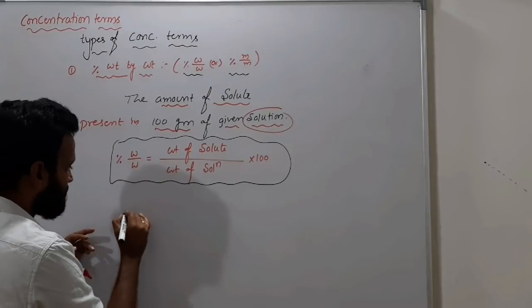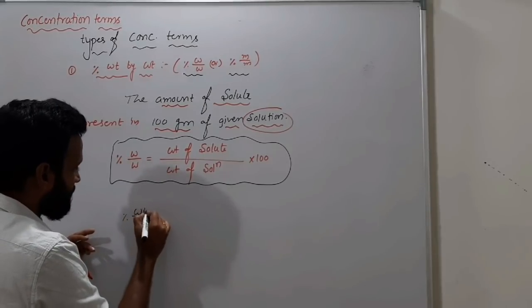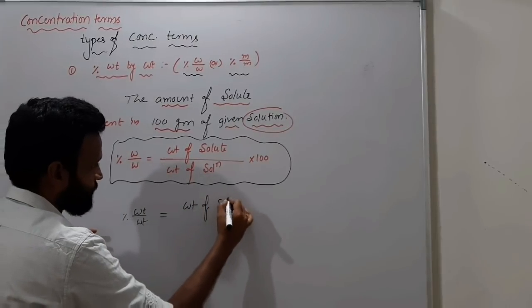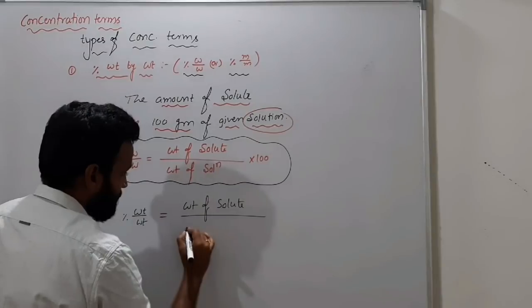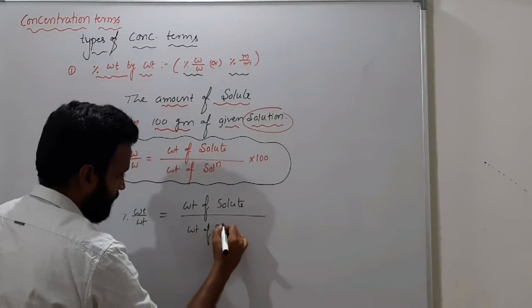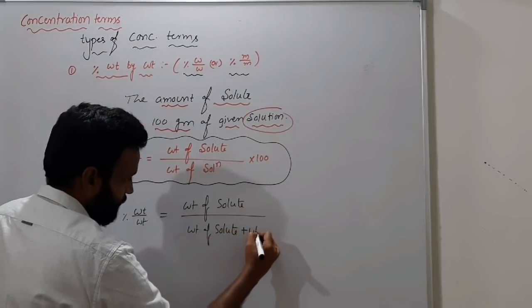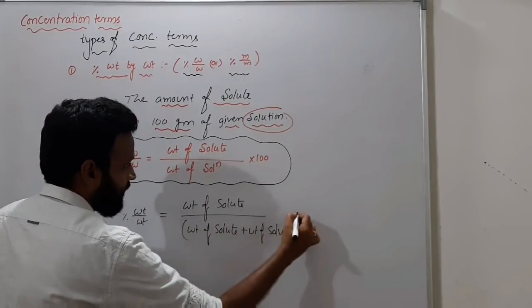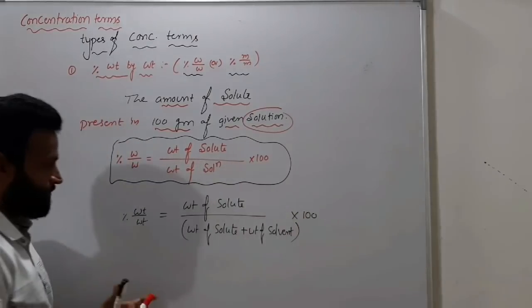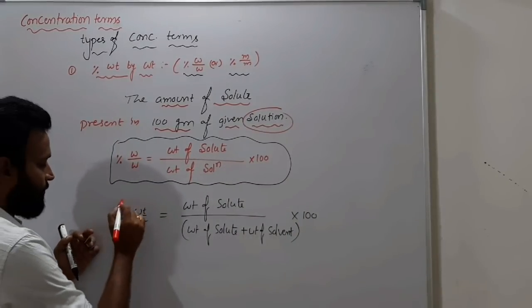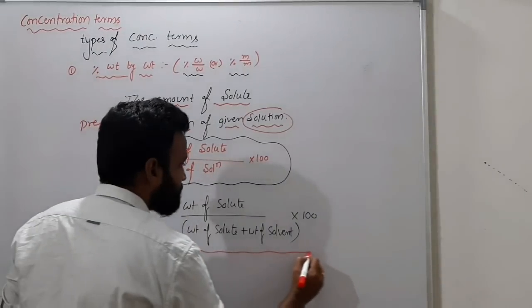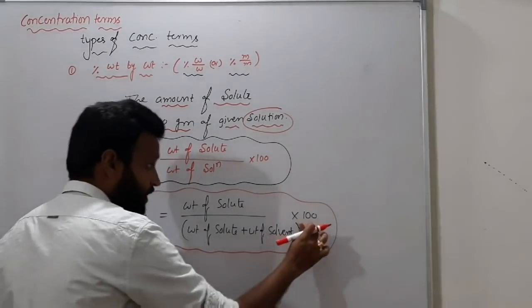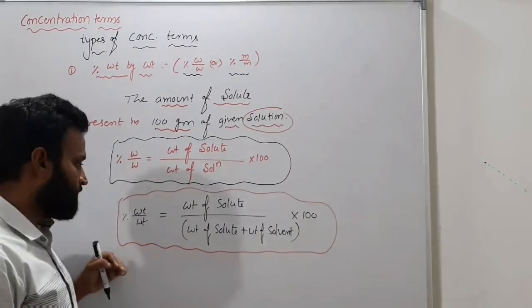So what is percentage weight by weight? You can write weight of solute by weight of solute plus weight of solvent. In this way also you can represent the formula. Percentage weight by weight is equal to weight of solute by weight of solute plus weight of solvent into 100. This is the most important formula for us.